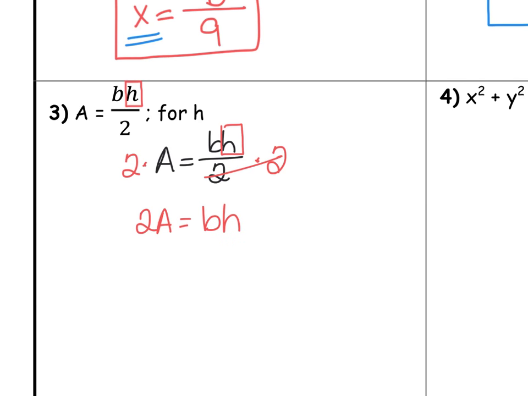I still don't have h by itself. So if this were just a number like 7h, to get rid of the coefficient of h, I need to divide. So I'm going to divide the right side by b. These are going to cancel, and the left side by b. And what I get left with is h equals 2a over b.